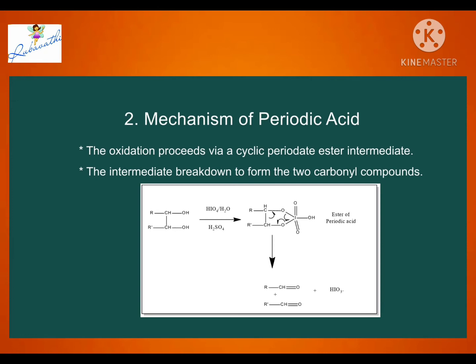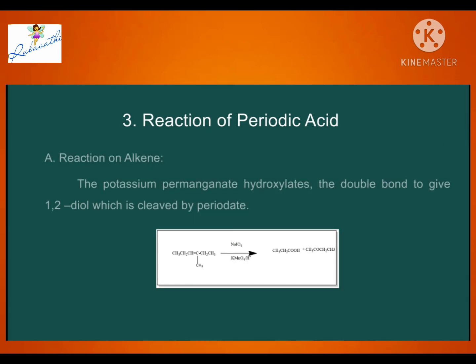Mechanism of periodic acid. Kinetic studies show that this oxidation proceeds via a cyclic 5-membered intermediate that may be hydrated or dehydrated. Then the intermediate breaks down to form the 2-carbonyl compound. Reactions of periodic acid. First reaction is on alkene.